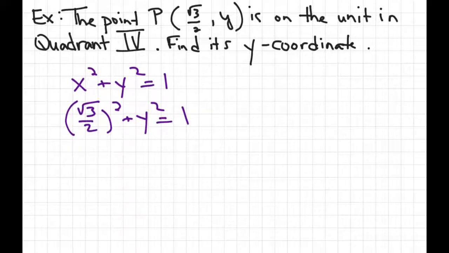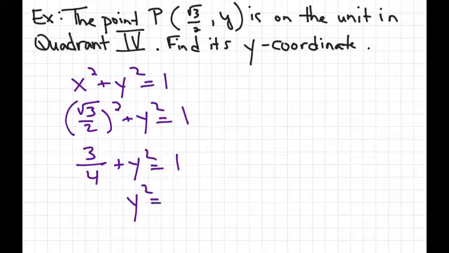So first I plug in x, and then I square it. And then I subtract 3/4, and 1 minus 3/4 is 1/4. And then I square root 1/4, and square rooting fractions is easy. You just take the square root of the top, the square root of the bottom. The thing is that the answer is positive or negative 1/2.